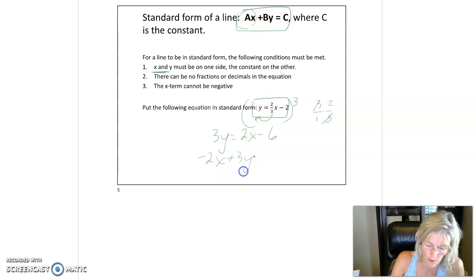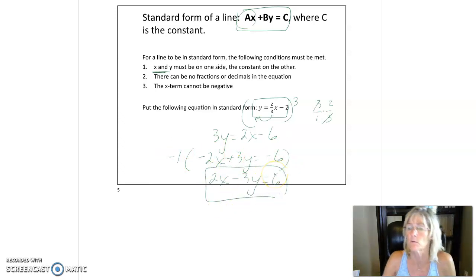The 3y is positive. So right now x and y are on one side. There are no fractions or decimals, but the x term cannot be negative. This is my x term. This is my coefficient. So to do that, I'm going to multiply everything by -1 or divide everything by -1. That just changes the sign. 2x minus 3y equals 6. Standard form.